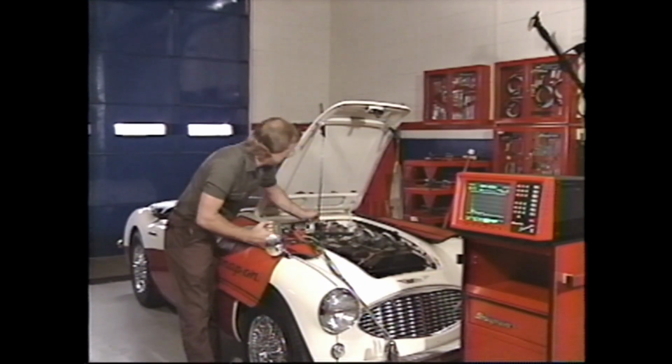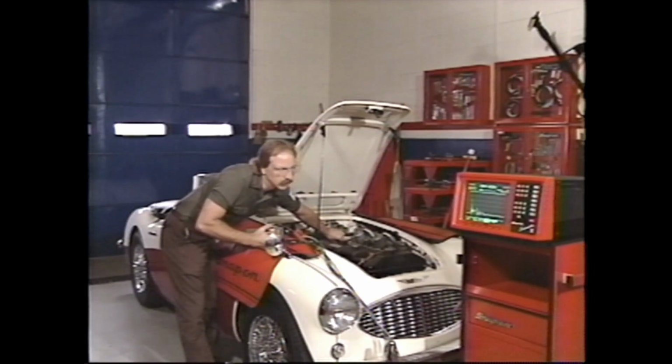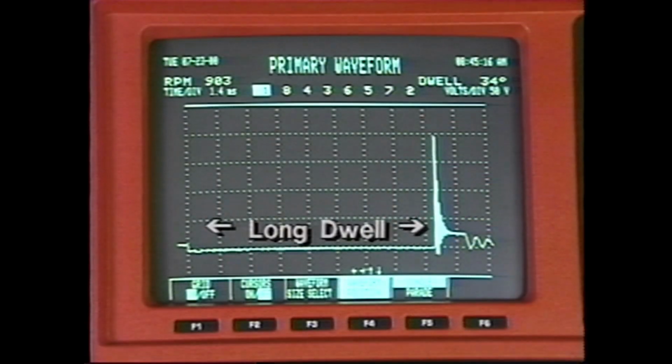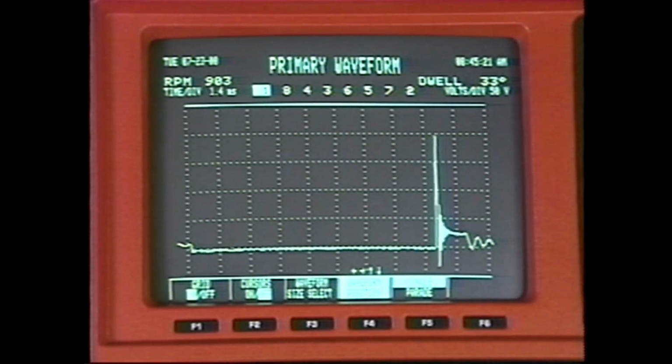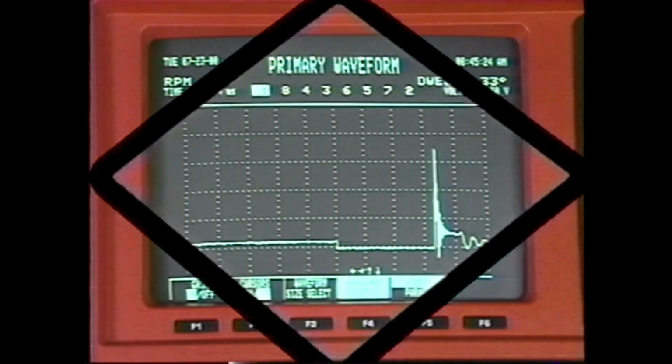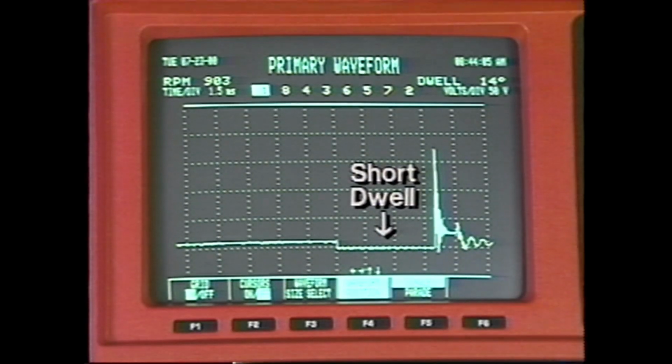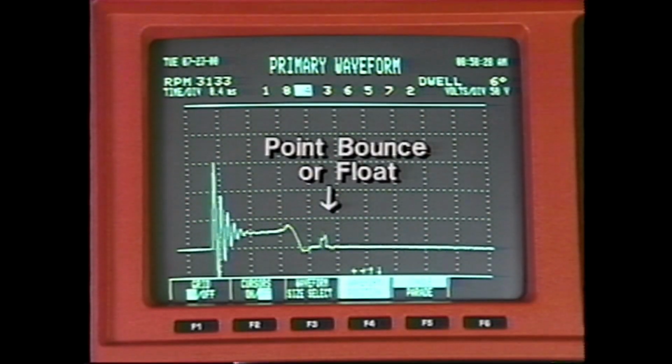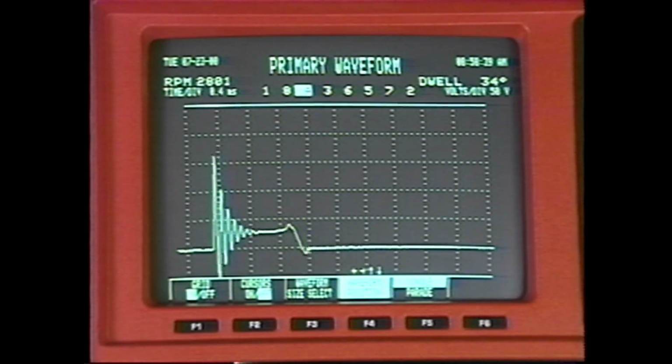The dwell period should be about the same length for all cylinders. Let's look at some of the typical abnormalities and see what they mean. A long dwell period means the breaker points are set too close or the switch turn on is too early. A short dwell period means the points are set too far apart or the switch turn on is too late. Intermittent point bounce, like this, is caused by point spring tension that's too strong. Point float is caused by spring tension that's too weak.